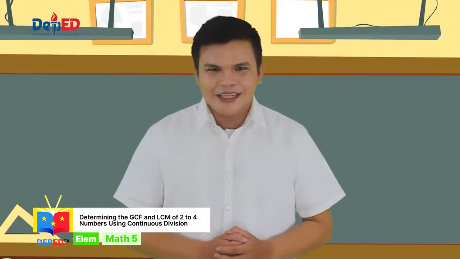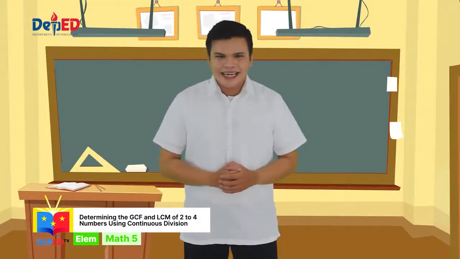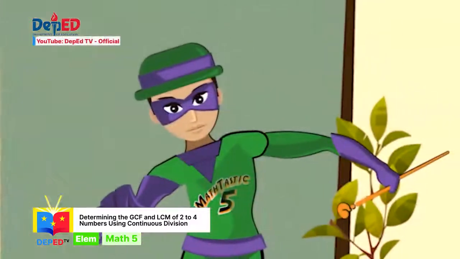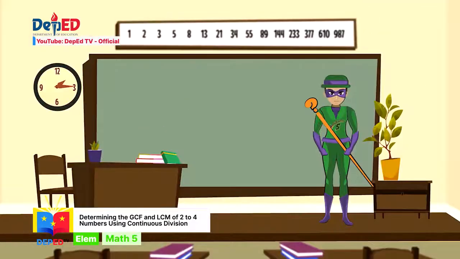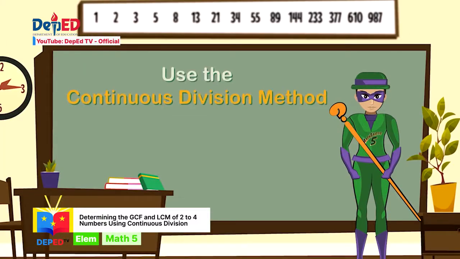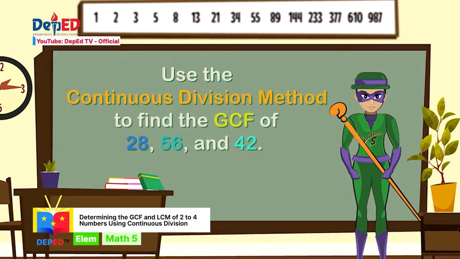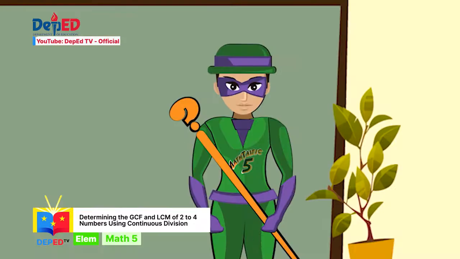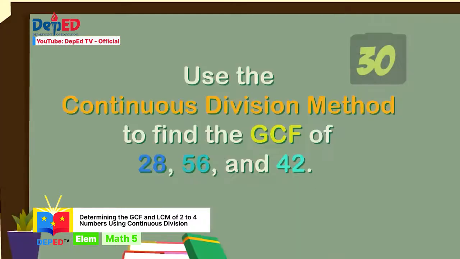But wait, there's more. Super Driller, take it away. It's me, the Super Driller. Answer this drill in your paper. You have 30 seconds to answer. Use the continuous division method to find the GCF of 28, 56, and 42. Your super time starts now.